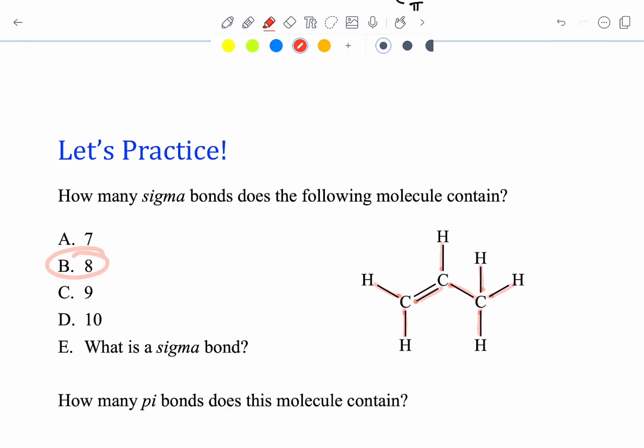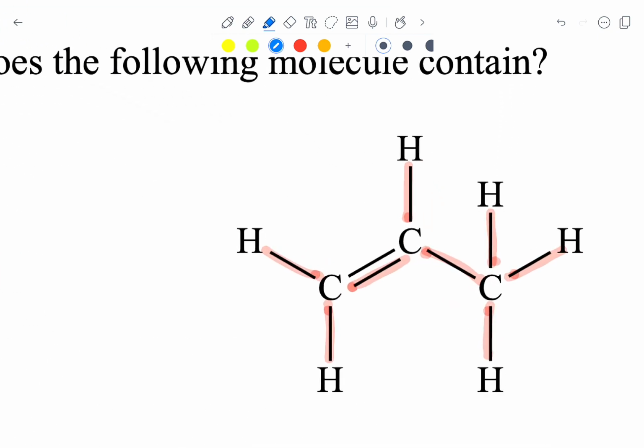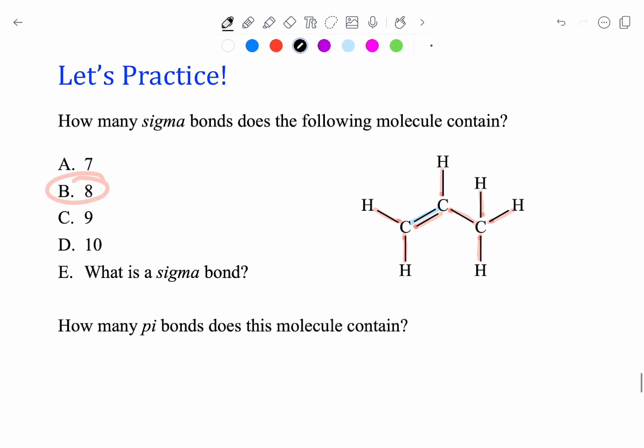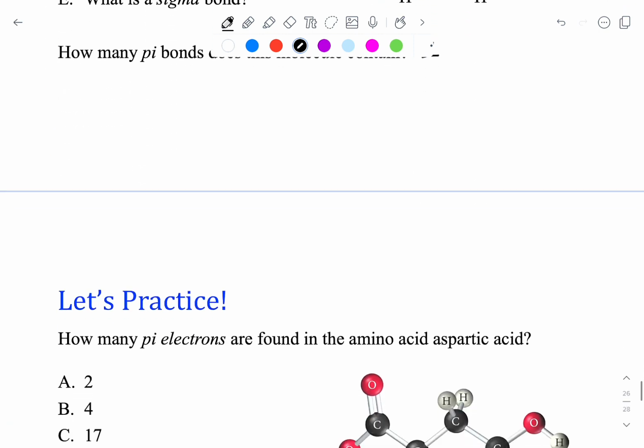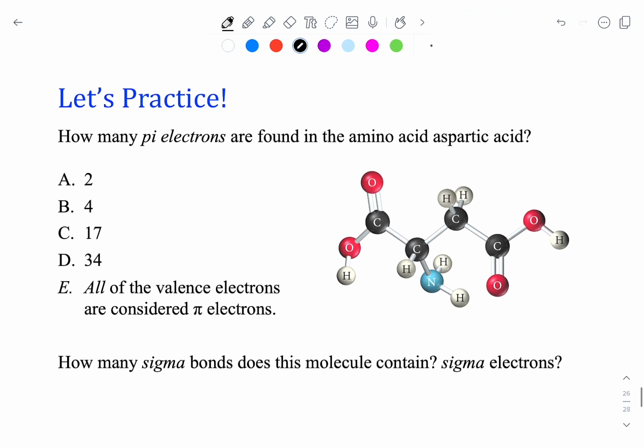8 sigma bonds. For pi bonds, which we highlighted as blue, pi bonds only come about in double or triple bonds. Since I have a double bond, one of those was sigma, therefore the other bond in the double bond is a pi bond. So I only have one pi bond in this molecule. So we're just counting up bonds. Okay, let's try another one.